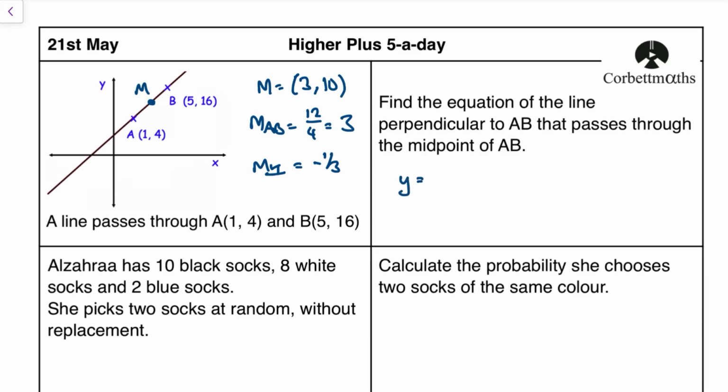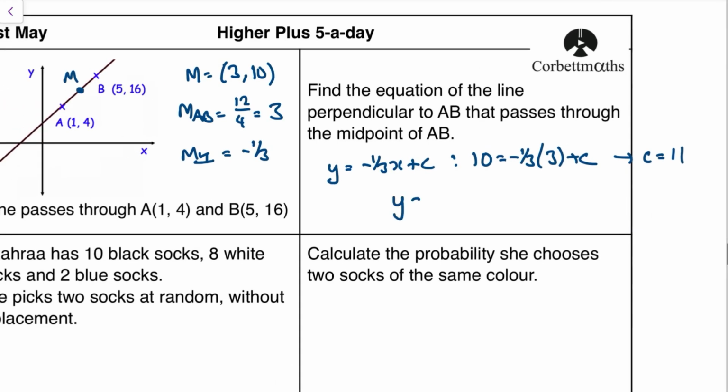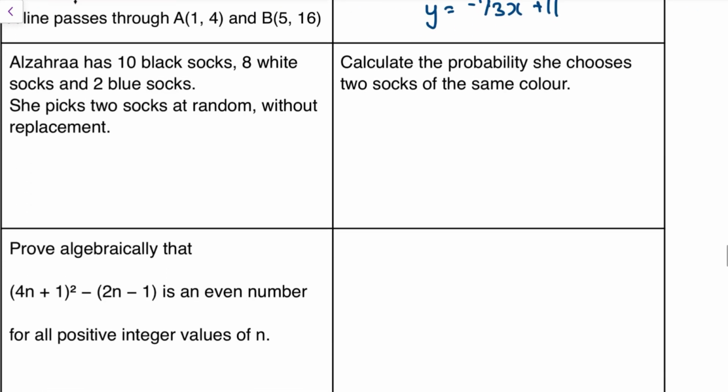So y equals minus a third x plus c. I'm going to use (3, 10). So in other words, 10 is equal to minus a third, well, thankfully this is a 3, which makes it an easier number, times 3 plus c. Now, minus a third times 3 is minus 1. Add 1 to both sides gives me 11. That's c equals 11, which means the equation of the perpendicular bisector is y equals minus a third x plus 11. And that's question done. Good question, that. Next one.